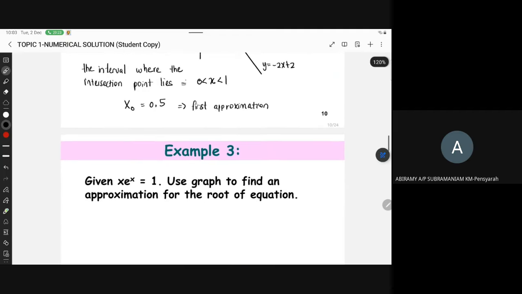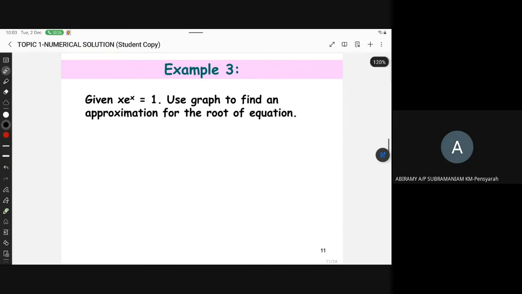Okay, now let's look at example 3. Given x e to the power x equals 1, use graph to find an approximation for the root of the equation. Now it's going to be quite difficult to sketch the graph of x e to the power x equals 1. So preferably we will change this. We prefer to write this as x e to the power x is 1. Maybe we can write this as x is 1 over e to the power x.